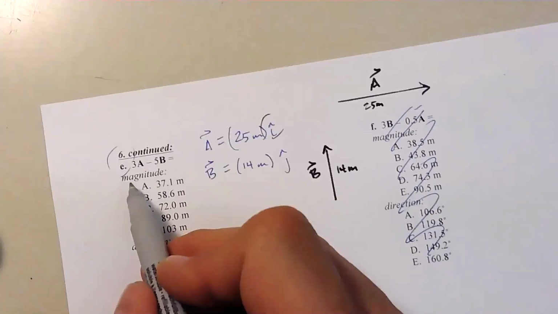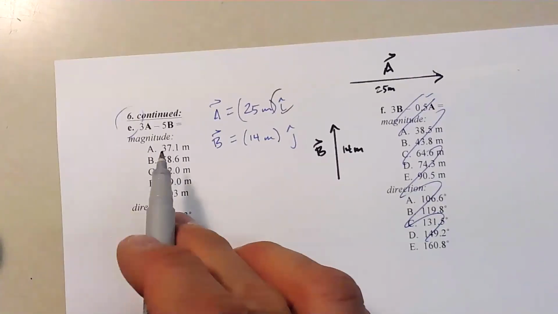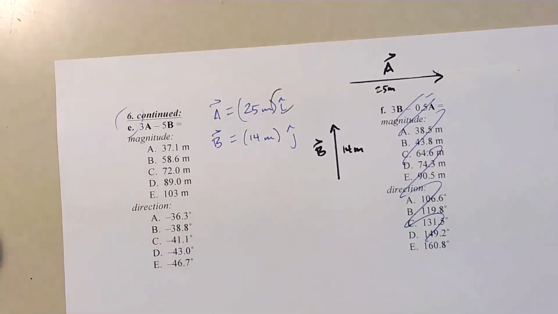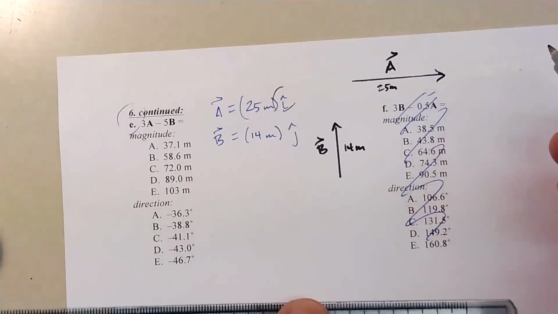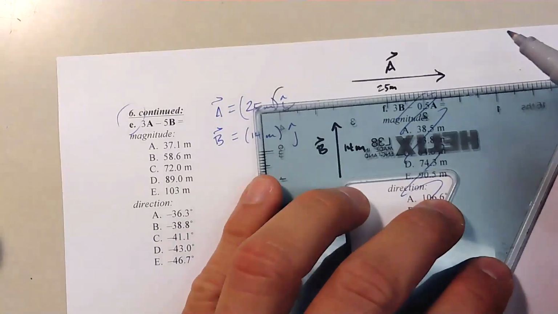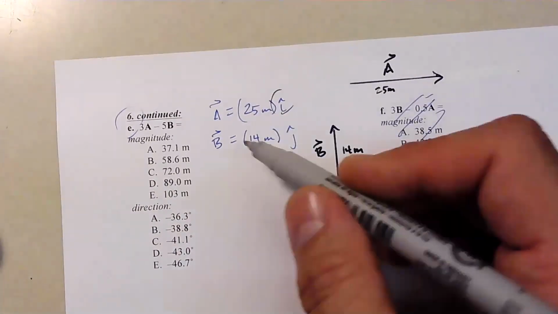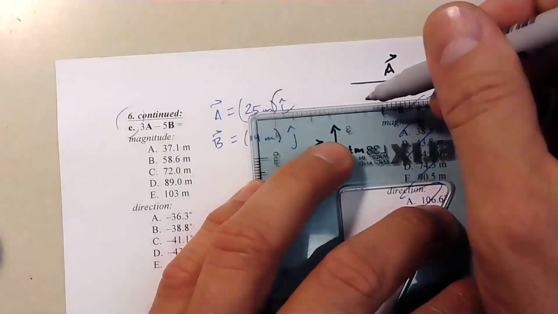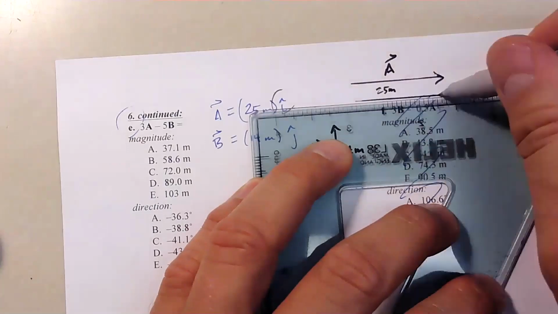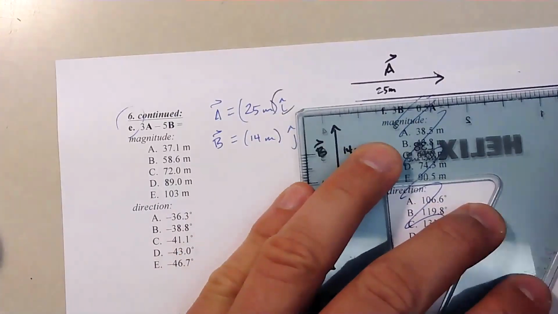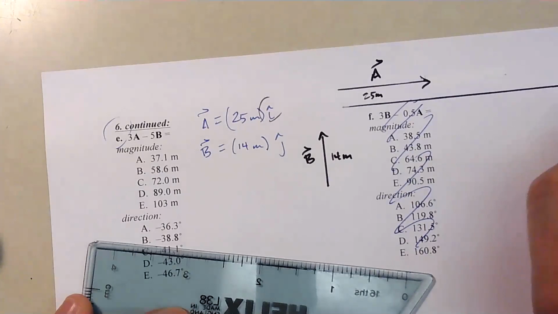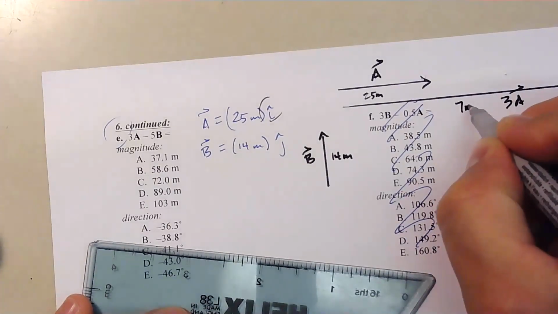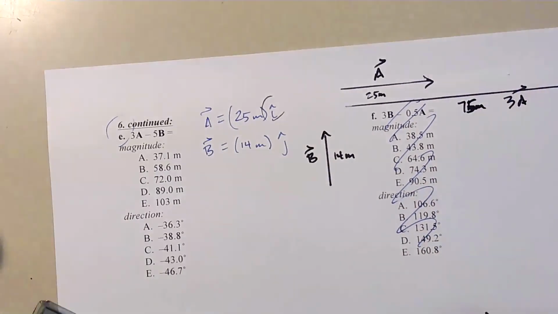Now, what is this problem asking us to solve? This problem is asking us to solve 3A minus 5B. So I want to draw a vector that's 3 times as long as A, and then add to it a vector that is negative 5 times as long as B. Let's generate those vectors up here first. Here's a vector that's 3 times as long as A, and we can tell by inspection that that's going to be 75 meters long.